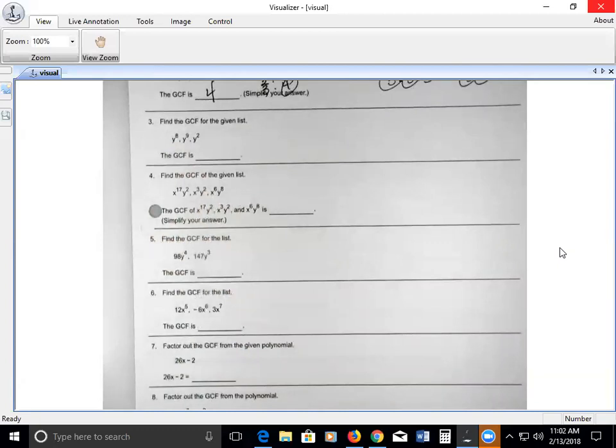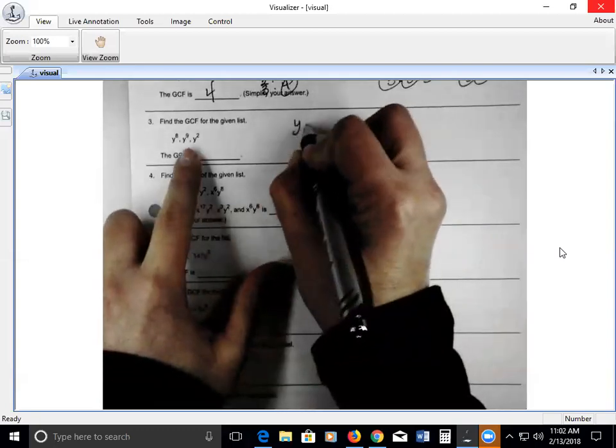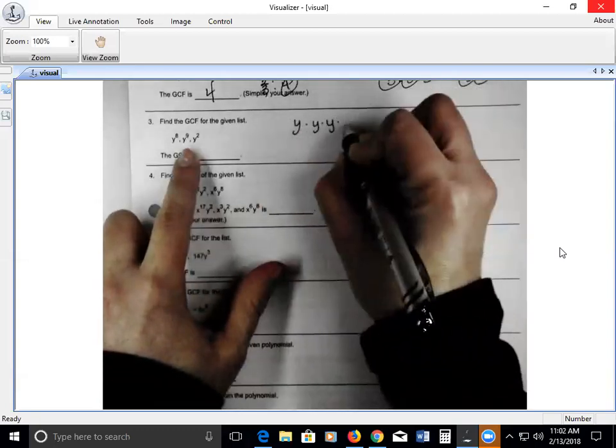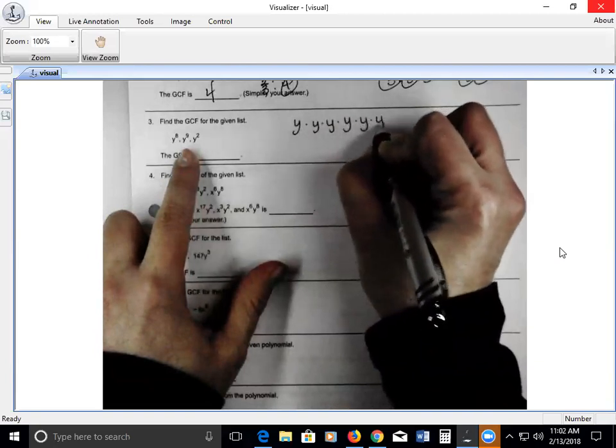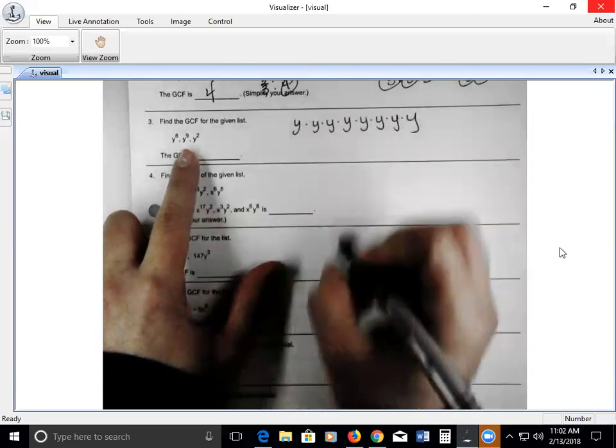And let me explain why. You have y to the 8th, which when represented in expanded form is going to look like this. Then you have y to the 9th.